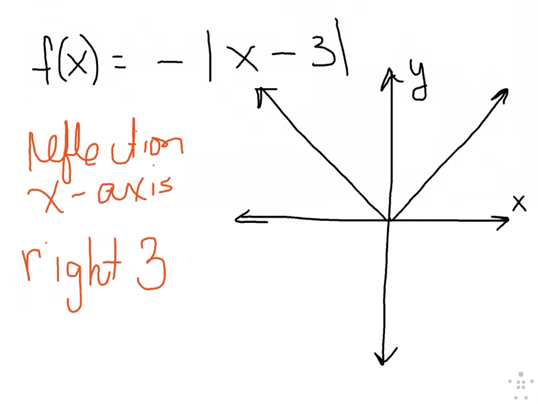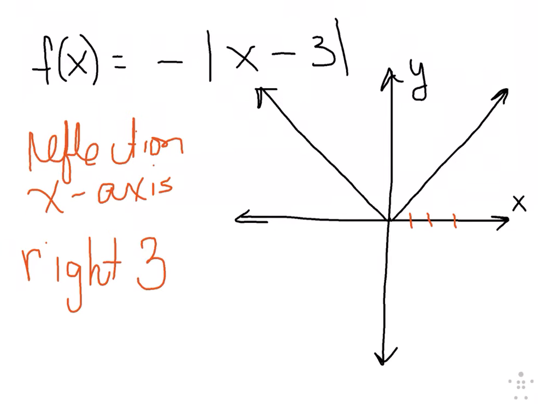Is there a number added or subtracted on the outside? No. So when I draw this next one, I'm going to take the original one that's on there, and I'm going to do the things that you guys told me to do. I'm going to reflect it over the x. So instead of opening up, it should open down. And I'm also going to move it to the right 3 spaces.